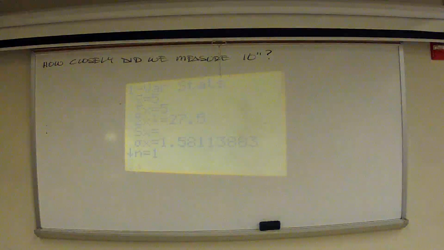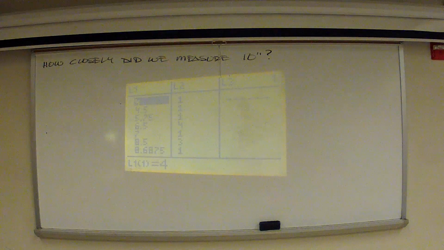So if you go out to your home screen, and I go stat sort A, if I take L1 comma L2, it'll pull the frequencies with the actual data points. So now when you go back and look, you'll actually have them in numerical order in L1, with the frequencies in L2. So now we can go slowly through it to make sure everybody's got the data. So there's one 4, there's one 4.5, there's one 5.75, 4 6.5, and so forth. That's the 8 and 11/16.